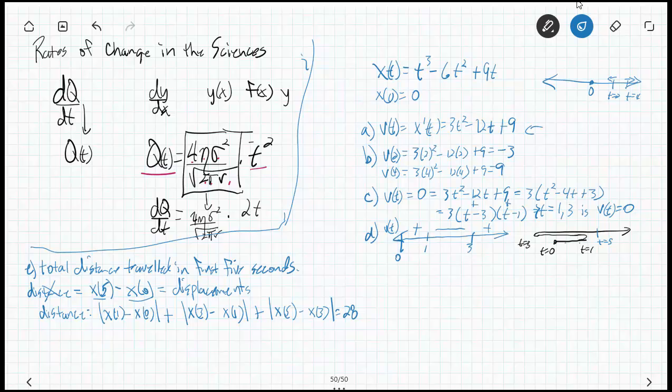Now, if you look close, x of 0 we knew was 0, right? So x of 5, if I want the displacement, x of 5 minus x of 0, I know that x of 0 is 0. So this would simply be 5 cubed minus 6 times 5 squared plus 9 times 5. That's a 5. And then minus 0, right? And this guy would be 125. 6 times 25 is 150. So minus 150. Plus 9 times 5, which is 45, right? And what would I get? Let's see, negative 25 plus 45 is 20.